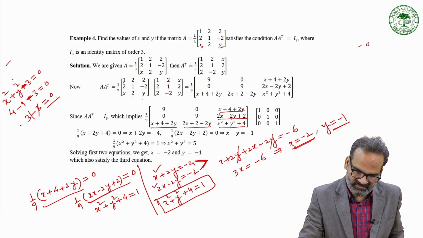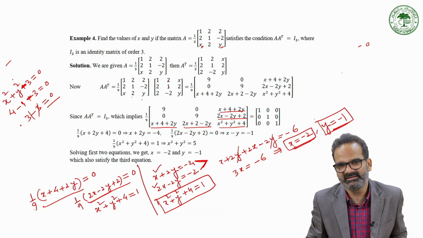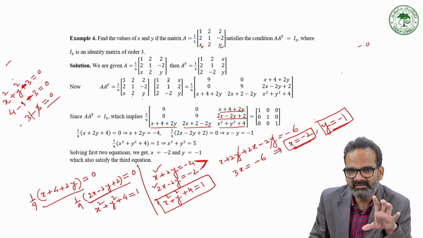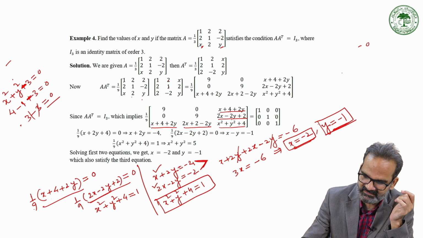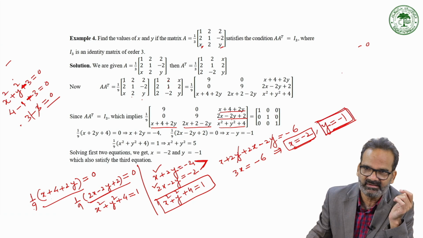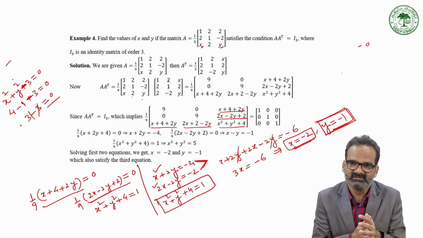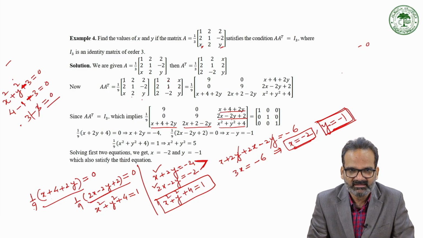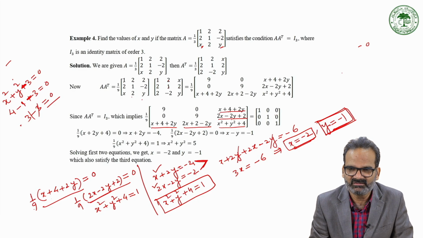So it shows that x is equal to minus 2 and y is equal to minus 1 satisfies all three equations. Therefore, the required values of x and y from the given matrix are minus 2 and minus 1. So this is how we can calculate the values of x and y, meaning the elements of a matrix, using the given conditions of the transpose of a matrix. So this is all about the content of symmetric and skew symmetric matrices.